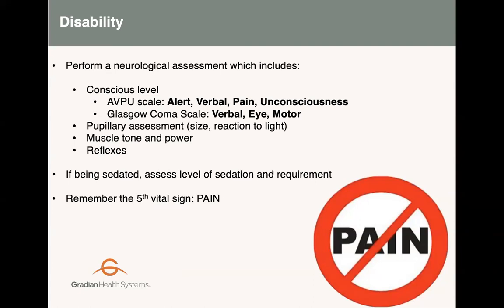But GCS, the Glasgow Coma Scale, could also be done, assessing the verbal, eye, and motor response of your patient, which could also hint at the severity of the complication they are having. Pupillary assessment is really important, by checking the size and reaction to light.